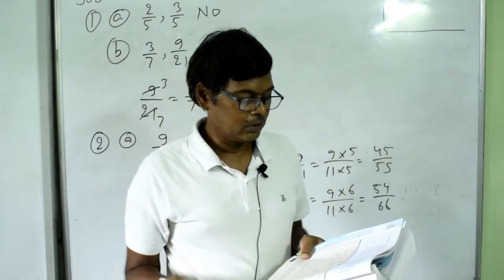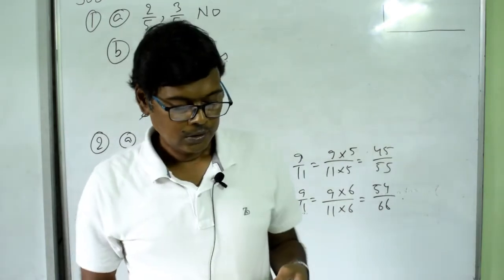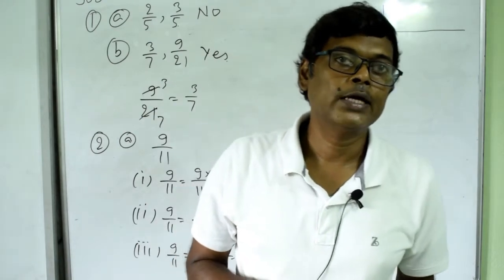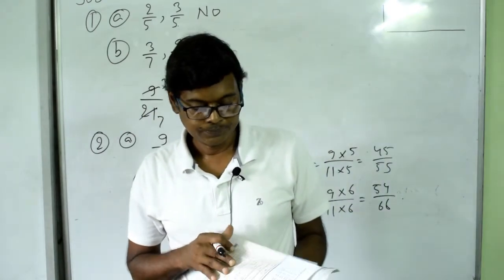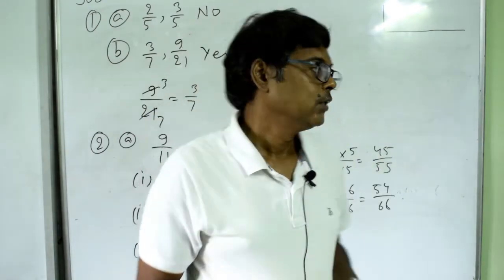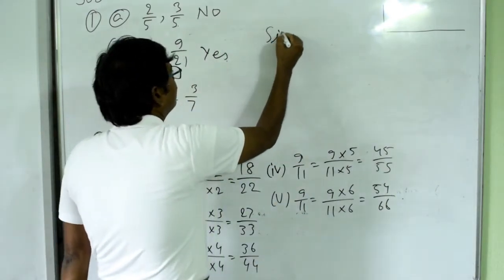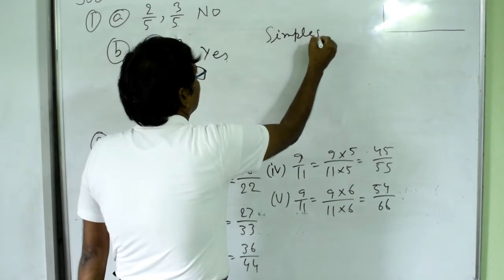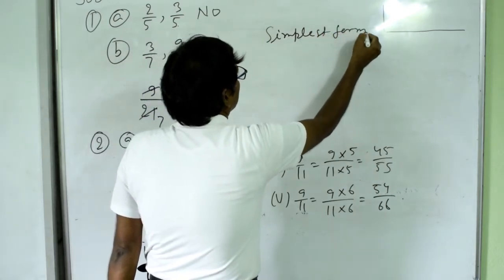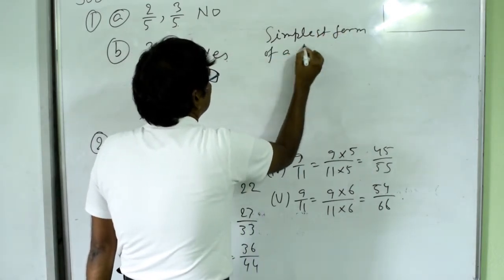Now here is question number 3. In this we have to convert the given fractions into the simplest form. So what is the simplest form of a fraction?